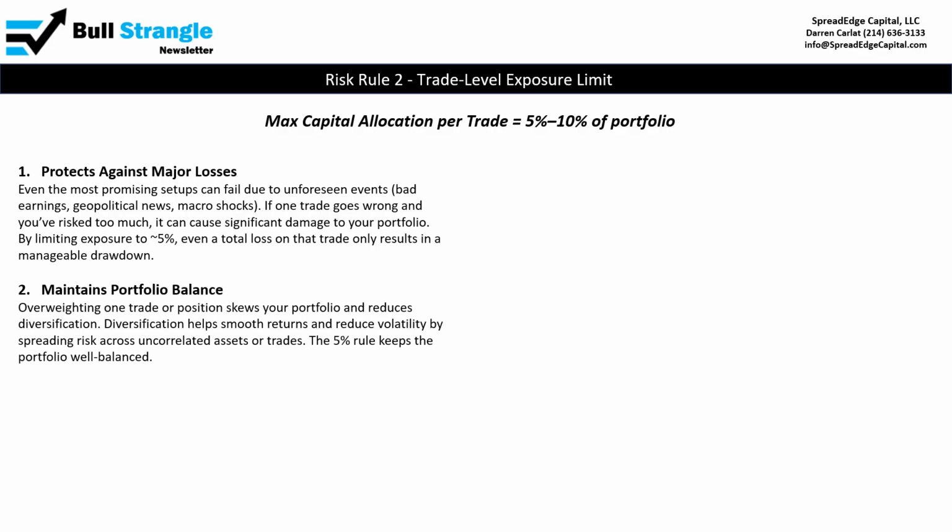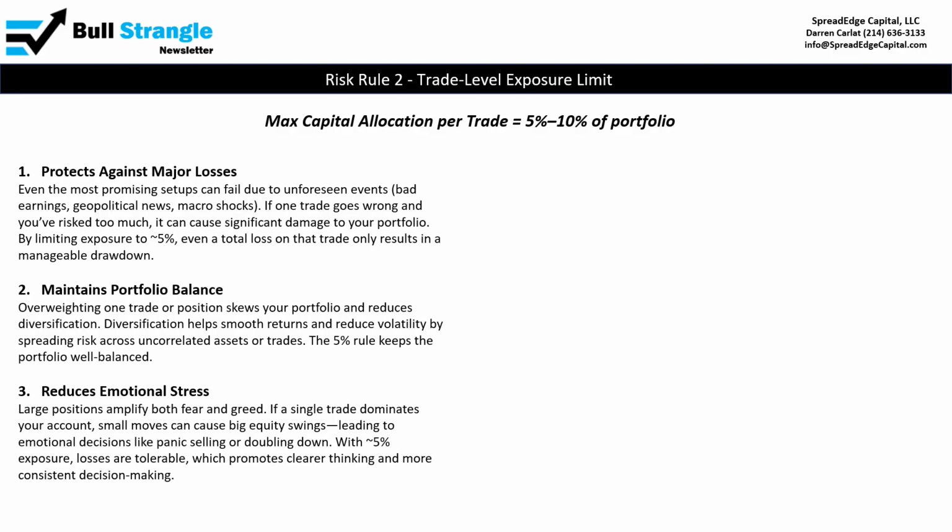Second, it does help maintain portfolio balance. Overweighting one trade or position skews your portfolio and reduces diversification. Diversification helps smooth returns and reduce volatility by spreading risk across uncorrelated assets or trades. The 5% rule keeps the portfolio well balanced.